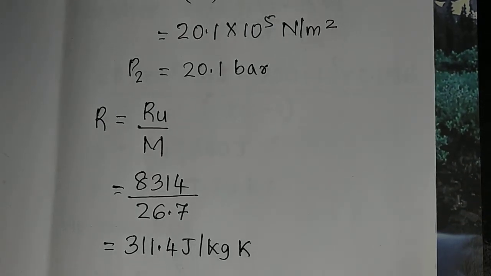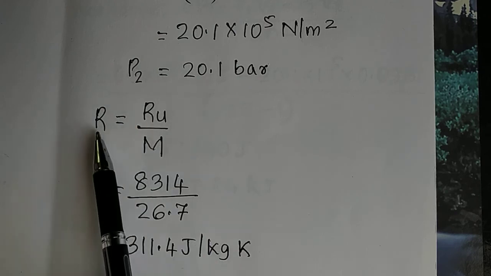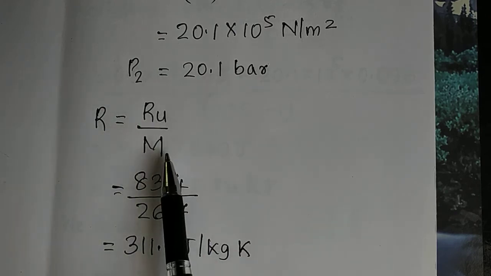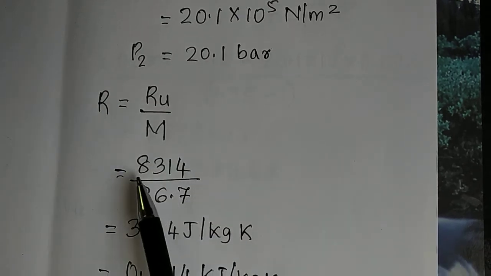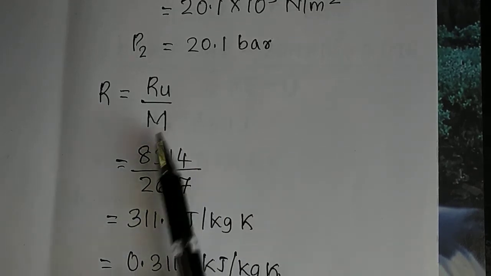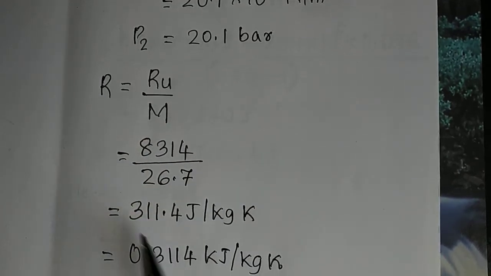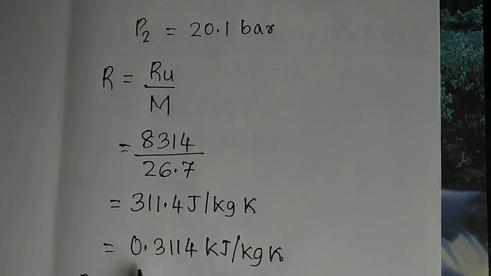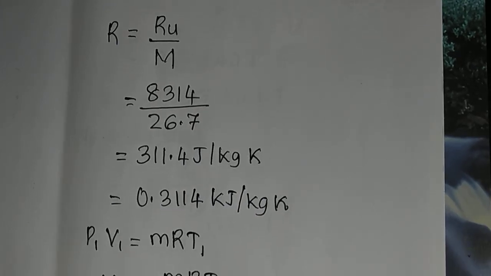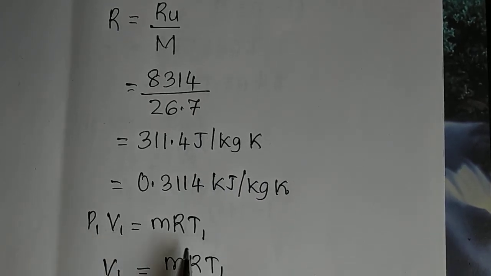Then take the universal gas constant equation, that is, R is equal to RU by M. RU is known to us, it is 8,314, divided by M, which is given as 26.7. You will get the value of R, that is 0.3114 kilojoules per kg Kelvin.